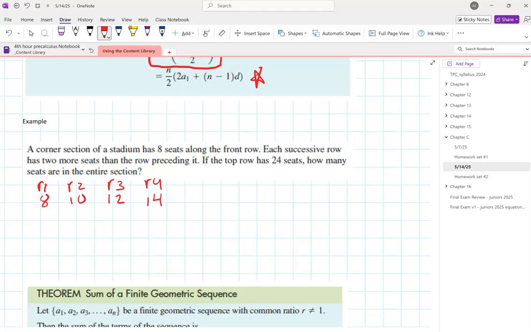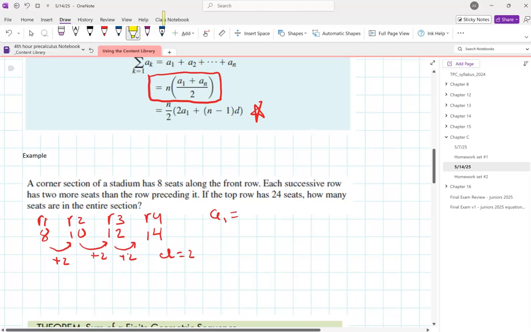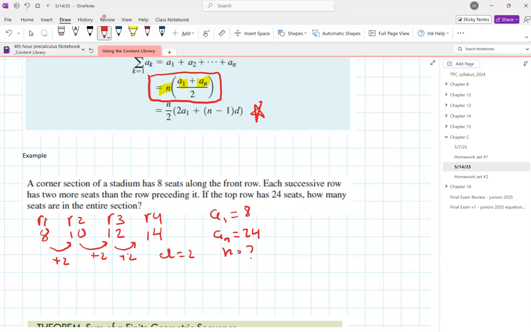And what do we see here? What kind of sequence do we have? Well, that's arithmetic, right? Because it's going up by 2 each time, right? So we have a common difference of 2. So I know that my first term, or to use my formula, I need the first term, the last term, and the number of terms. Well, the first term is 8. The nth term is 24, but we still need to find that n, right?